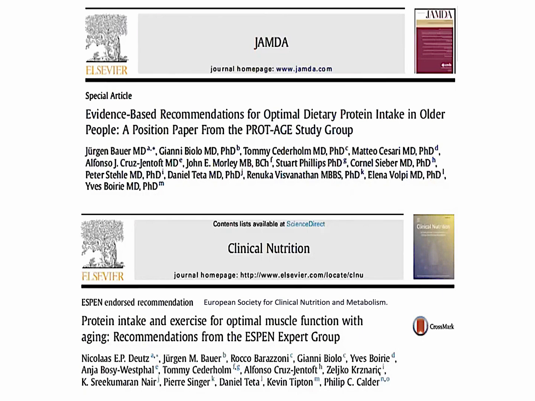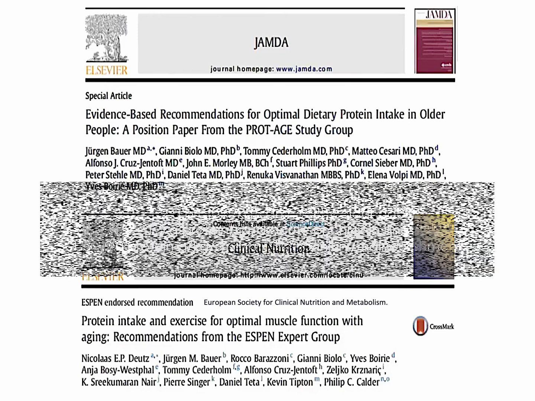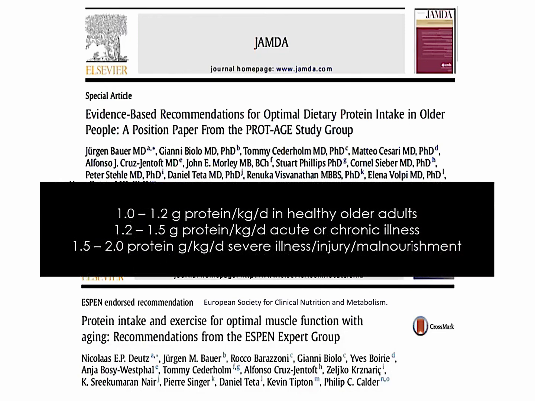So, based on the totality of evidence, a number of expert working groups have made recommendations for higher protein intake in older adults above the RDA, and this is especially for the preservation of muscle mass and potentially muscle strength. So, from 1 to 1.2 grams of protein per kilogram for a healthy adult, it can go up to 1.2 to 1.5 grams of protein per kilogram per day in acute or chronic illness, and even up to 2 grams of protein per kilogram per day in severe illness or injury and with malnutrition.